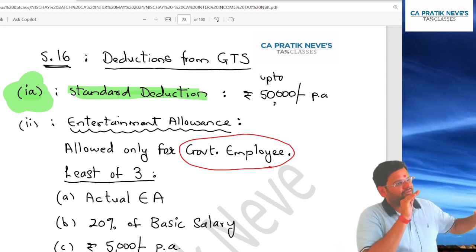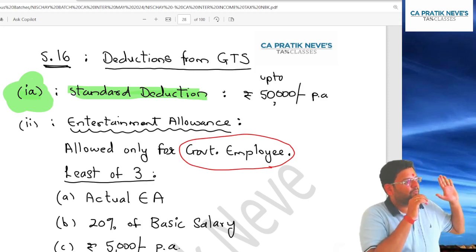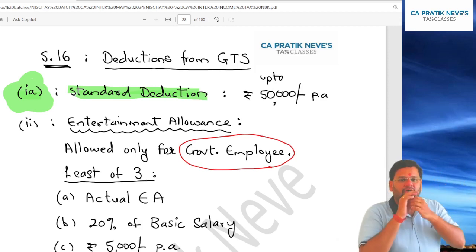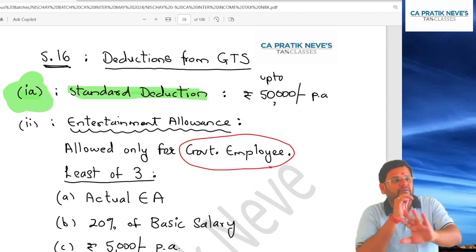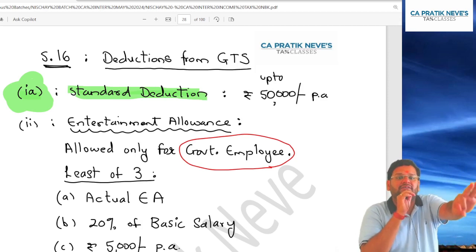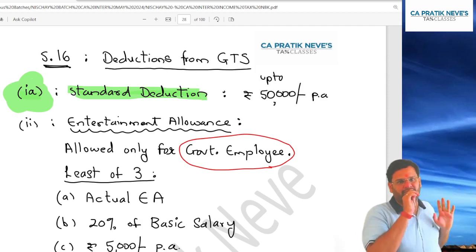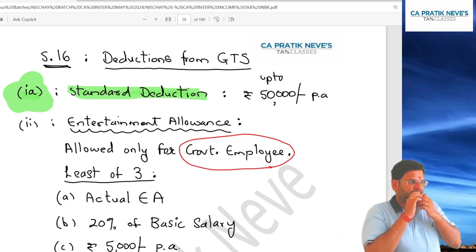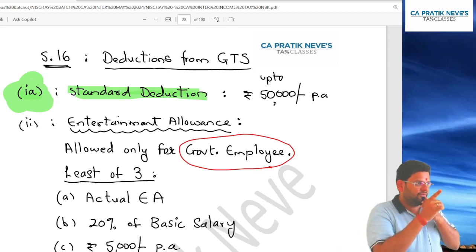So standard deduction is always allowed. Whether you are paying tax in the old regime or in 115 BAC, standard deduction shall be allowed. Understood?